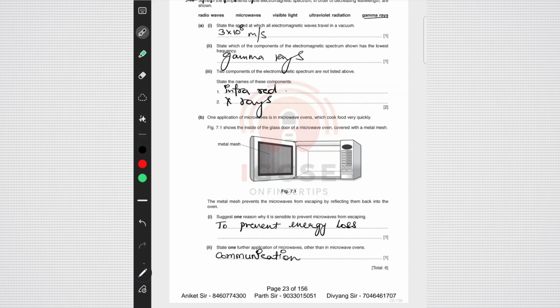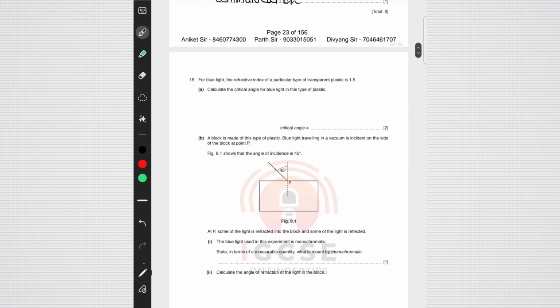Right. So these are the two reasons or answers. For blue light, the refractive index for a particular type of transparent plastic is 1.5. What is the critical angle for blue light in this type of plastic? So directly, sine inverse of 1 upon 1.5 will give you 41.8. You should write it as 42 degrees.